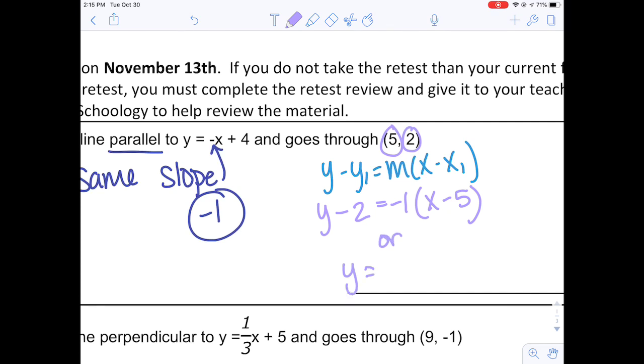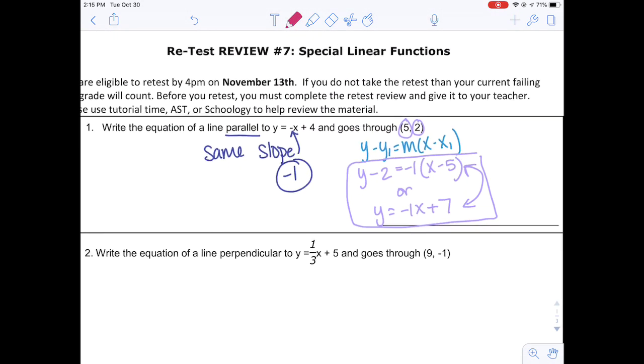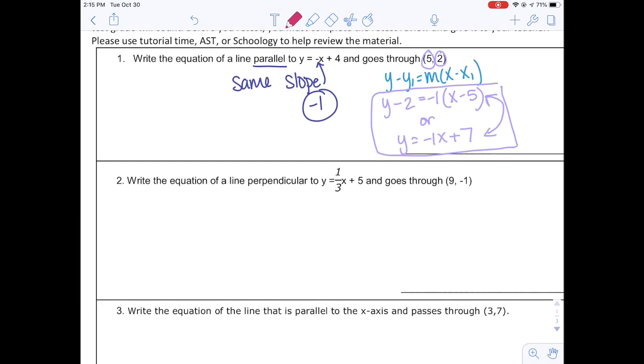If you convert it, you would get negative 1x plus 7. So that is completely up to you. Either of these answers are acceptable. So if you just want to write it in point slope and move on because you know how to put it in point slope and the converting is where you're nervous you'll mess up, then that is totally fine.